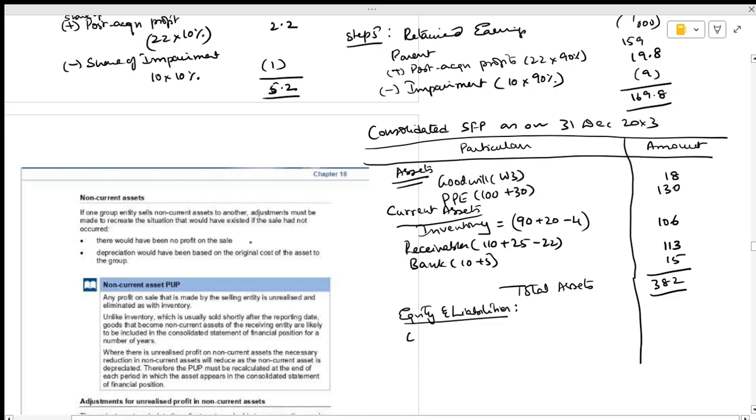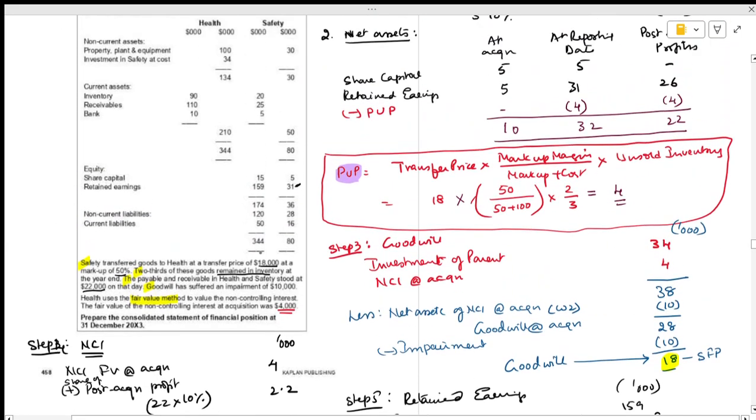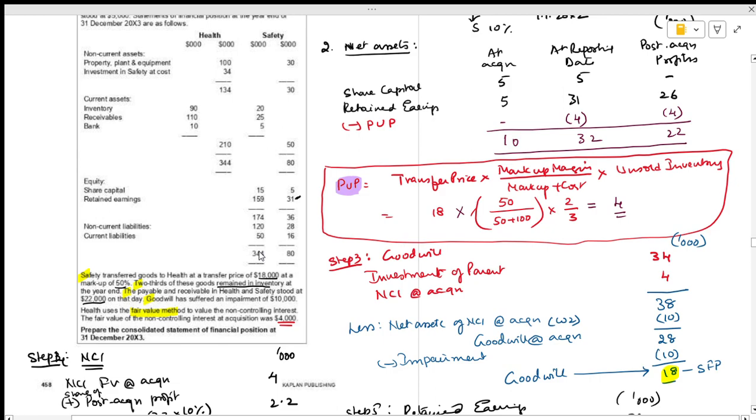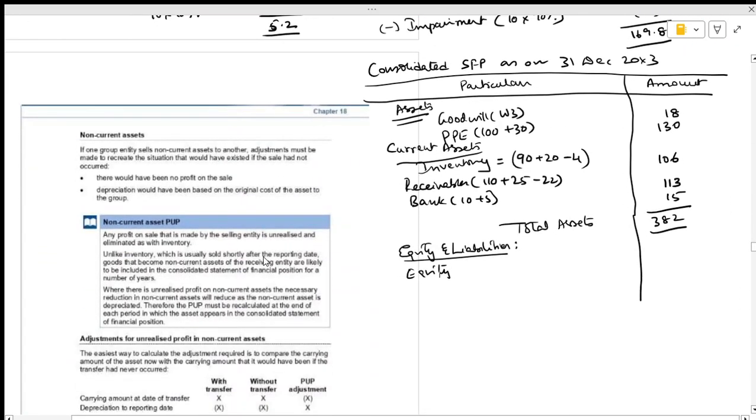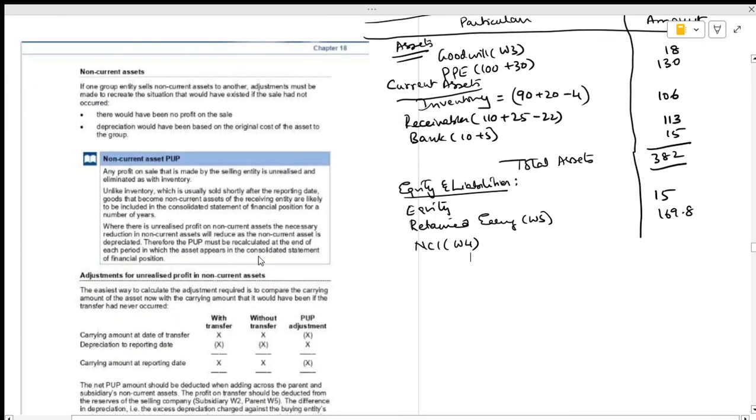Okay. Equity. How much is the equity? Only parent, 15. Parent how much? 15. Retained earnings are how much? We calculated, working 5: 116, yeah, 169.8. Next, NCI, working 4: 5.2.